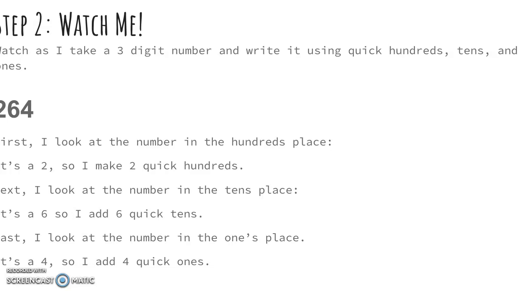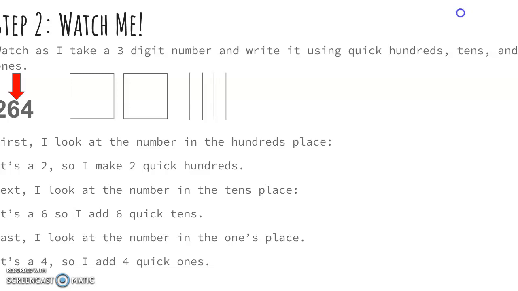My number is 264. First, I look at the number in the hundreds place. It's a 2, so I make 2 quick hundreds. Next, I look at the number in the tens place. It's a 6, so I add 6 quick tens. Last, I look at the number in the ones place. It's a 4, so I add 4 quick ones.